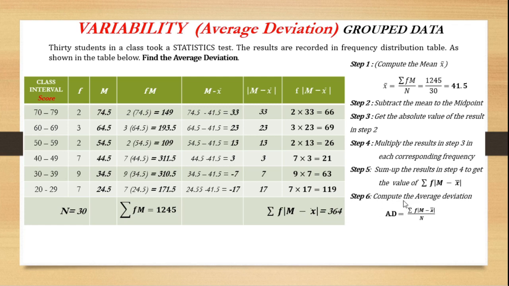Then, let us now compute the average deviation. The average deviation is equal to the summation of the frequency times the absolute value of the midpoint minus the mean, divided by n. Substituting 364, our n is the total number of the frequency, which is 30. So, 364 divided by 30, our average deviation is 12.13.